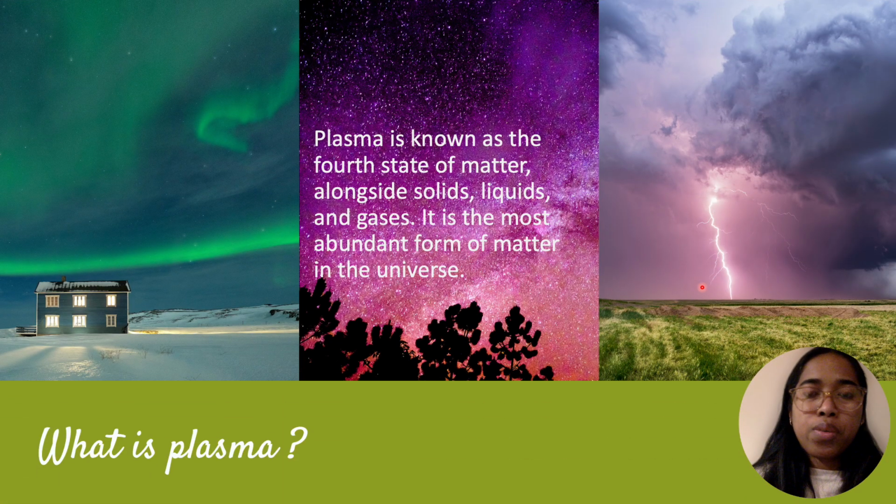So plasma is known as the fourth state of matter alongside solids, liquids, and gases. It is the most abundant form of matter in the universe. Auroras happen when plasma from the sun, the solar wind, hits Earth's atmosphere. The sun and stars are giant balls of plasma. Lightning is caused by plasma in the air, formed when electric charges build up and suddenly discharge.